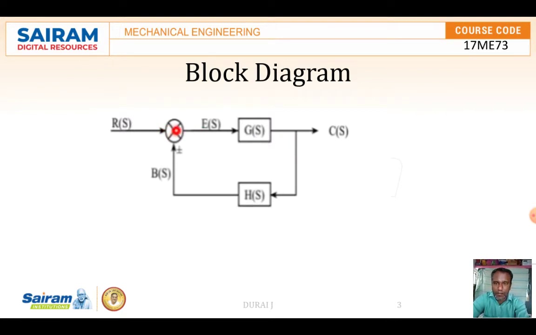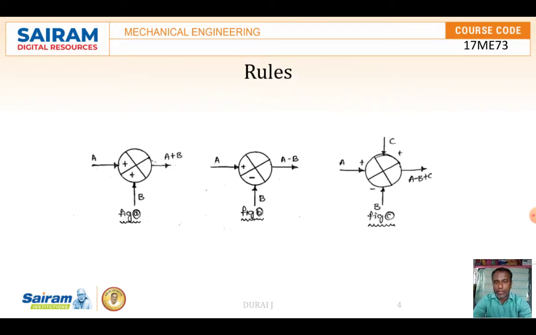This is called a summing point, this is a takeoff point, and this is the block. These we are going to reduce over here. This is the example for a closed loop system. Now here are some of the rules we have to remember.